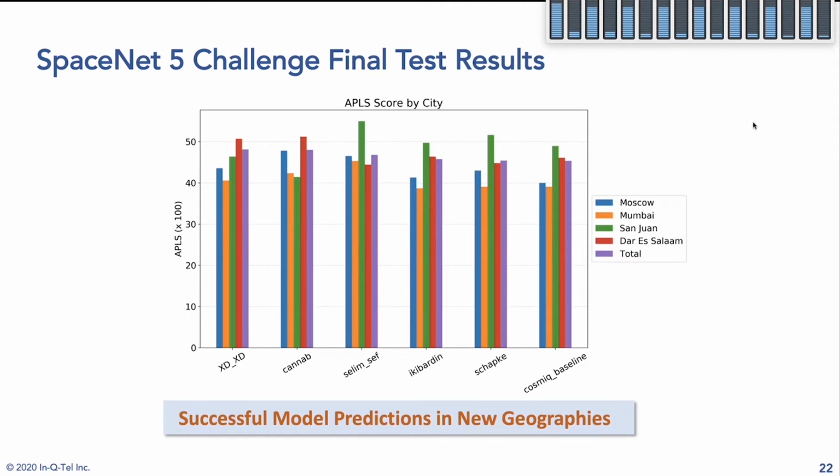With a multitude of training cities, in this case we used 6 in SpaceNet, it looks like you can create a model that does decently well in an unseen geography, which is pretty exciting.